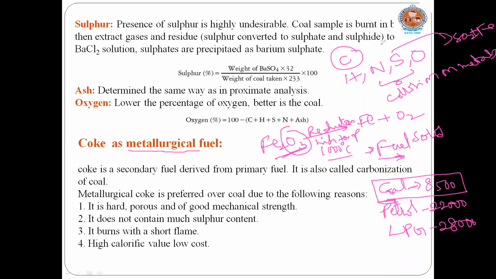Right? So by conducting this process, the obtained product is called a secondary fuel, that is coke. Manufacturing of metallurgical coke, that means coke is derived from the coal by conducting carbonization. That means by increasing the carbon percentage, that means removal of all these substances, hydrogen, nitrogen, sulfur, oxygen, from the coal sample. Coke is a secondary fuel derived from primary fuel. It is also called carbonization of coal.